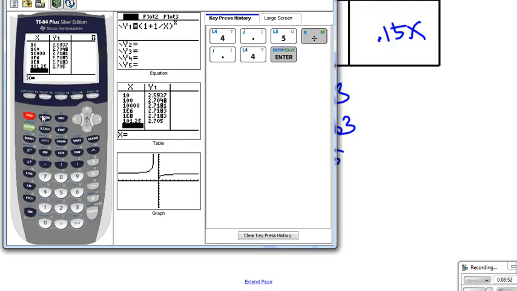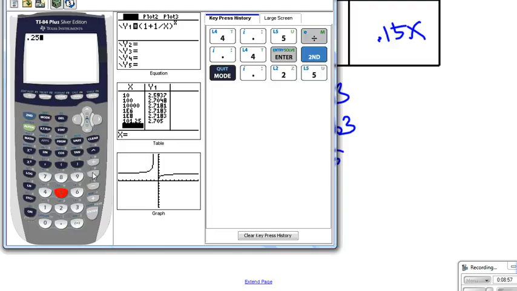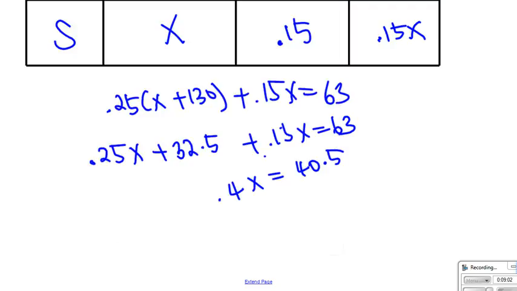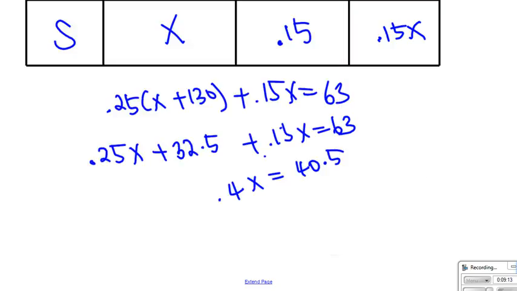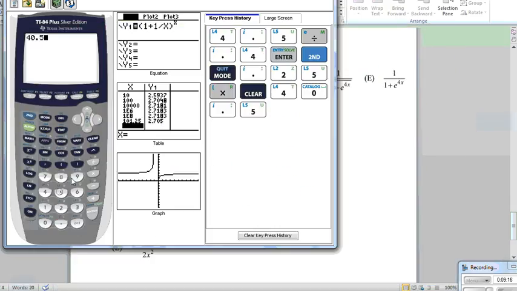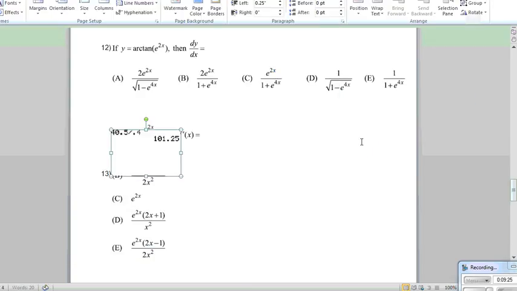Let me try to clean this one up. 0.25 times, it was, oops, my bad. It was the last one which we have to calculate. 40.5 divided by 0.4. So we got this one.